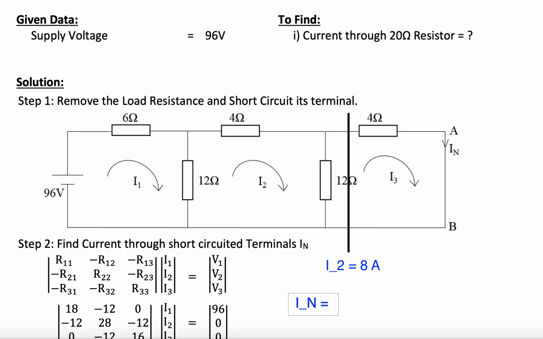IN is nothing but what is the current? 8. 8 into the opposite arm resistance is what? 24 by 5. 24 by 5 divided by the total resistance, which is 24 by 5 plus the load resistor, sorry, this branch resistor is 4 ohm. Okay, one more bracket is missing.